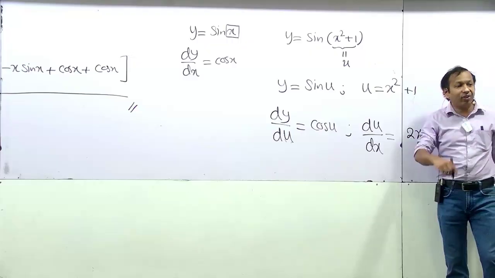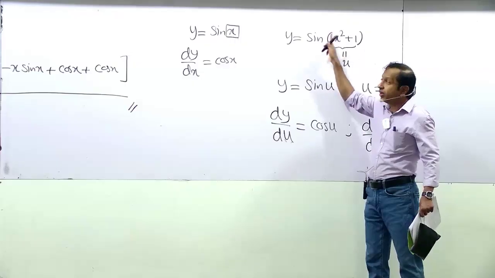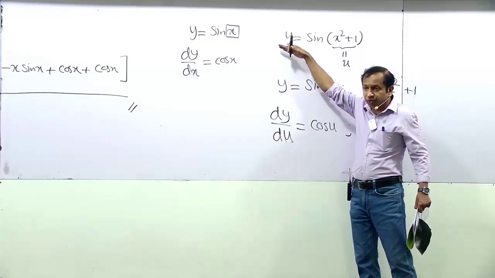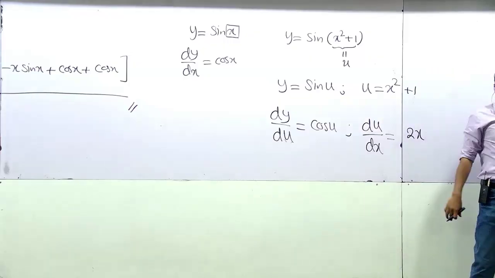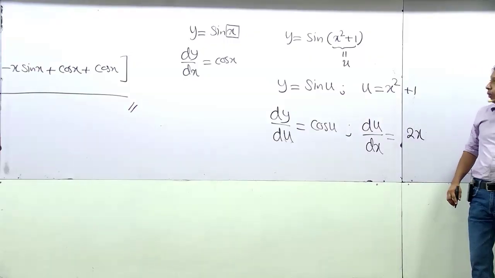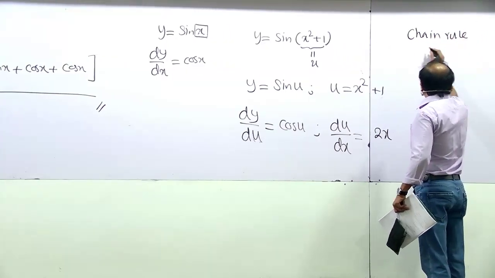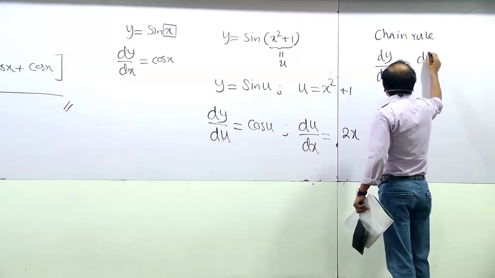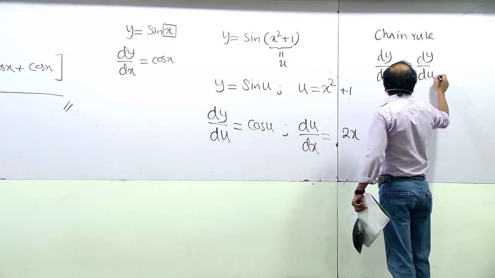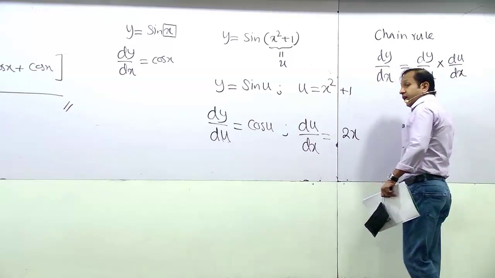Now we need to find dy over dx, because on the right hand side we have x and on the left hand side we have y, so we should be able to find dy over dx. People, we have a rule. That rule is called the chain rule. The chain rule is this: dy over dx is equal to dy over du multiplied by du over dx.